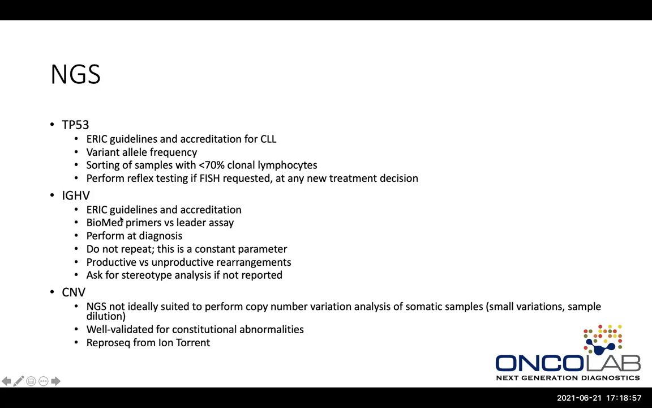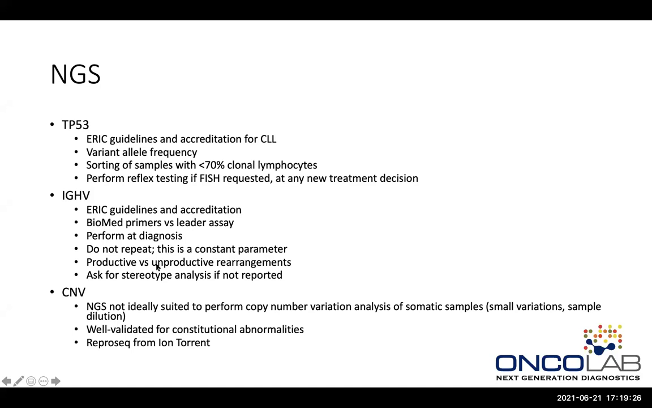IGHV, ERIC also has extensive guidelines and accreditation available. At present, we still use the Biomed primers, which have been very well validated. We are busy looking at the LEADER assay, which ERIC has made their assay of choice, and they require that one runs the LEADER assay to be accredited at the moment. This test is only performed at diagnosis, so please do not repeat it.